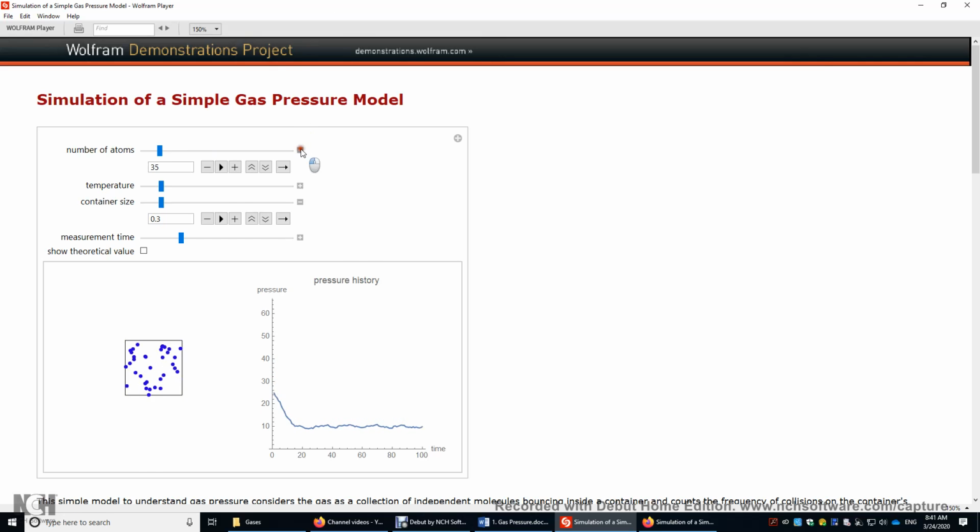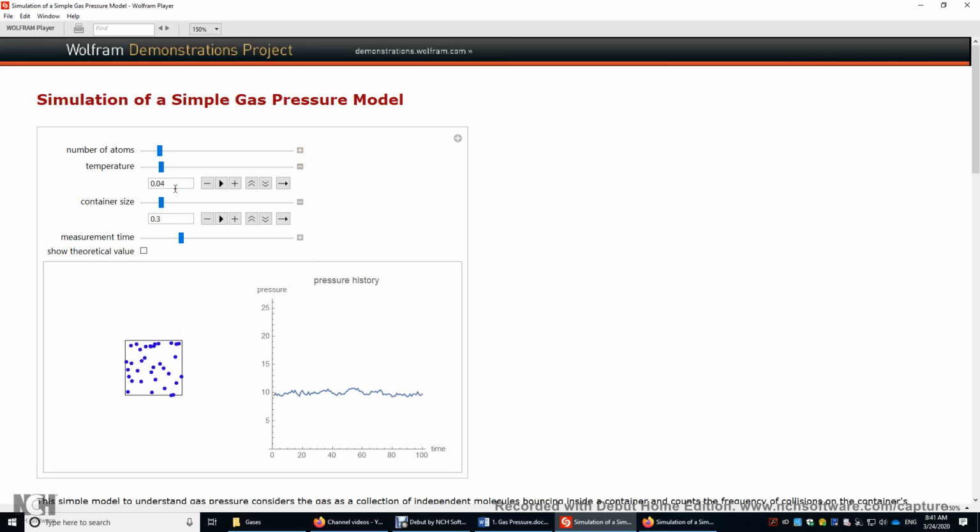Now I will change the temperature from 0.04. Again, there's no unit here. To maybe 0.08. I will double the temperature. I'll let you predict how the pressure will change. Remember, when temperature goes up, the particles move faster, because temperature is a measure of the average kinetic energy. So I'm going to hit the enter. You will see how the pressure changes.